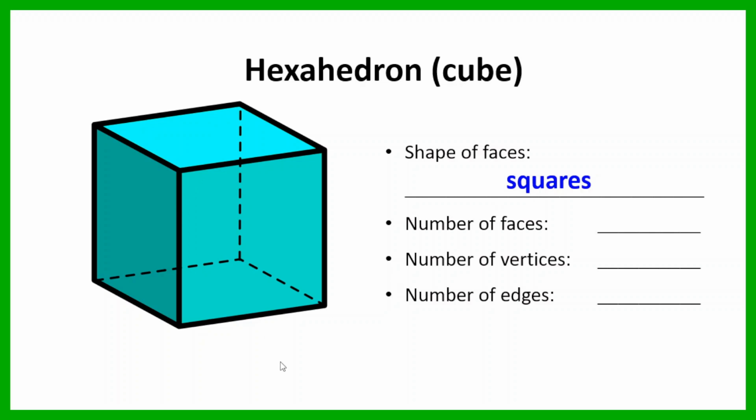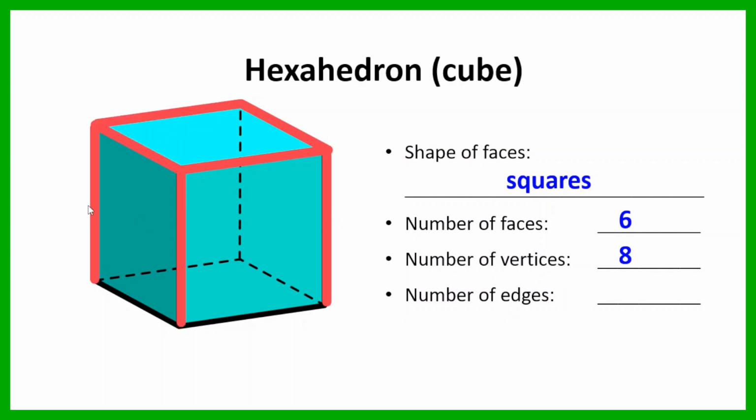Then the number of faces, let's go through and count the number of faces. So I've got this one over here, that's 1, 2, 3, 4, 5, 6 faces altogether. So you should have had 6 faces. Then the number of vertices, we've got 1, 2, 3, 4, 5, 6, 7, and 8. So there are 8 vertices altogether. And then the number of edges, over here, 1, 2, 3, 4, 5, 6, 7, 8, 9, 10, 11, and 12. So the number of edges is 12. So that's what we should have got for the hexahedron or the cube.